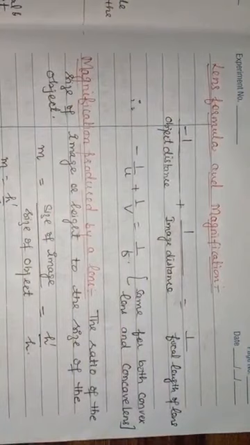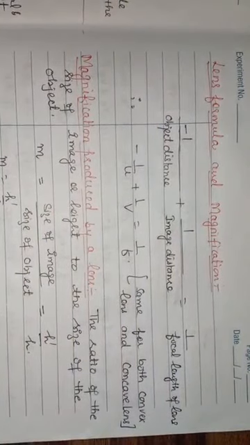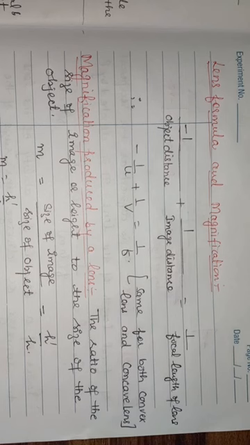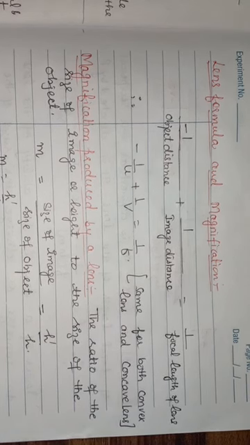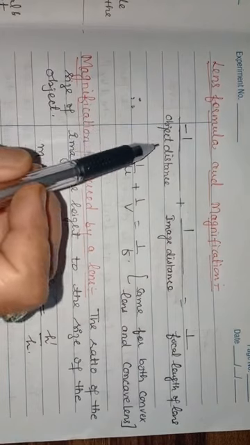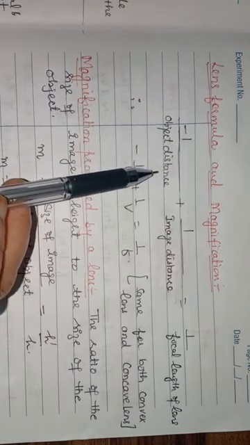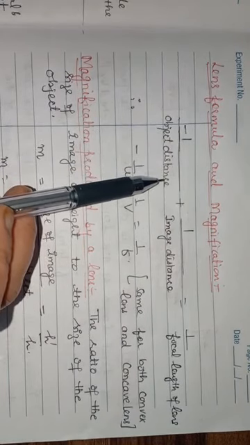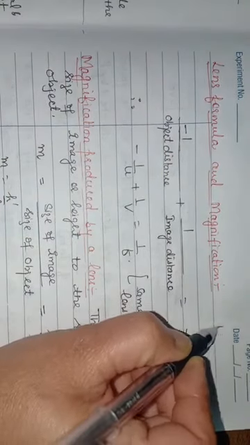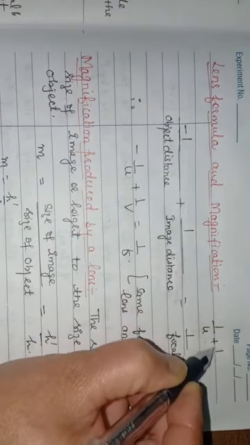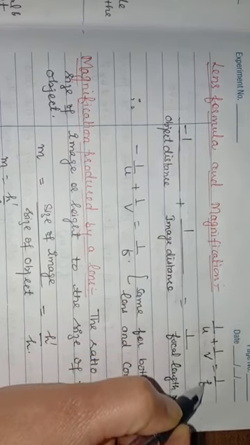Students, in our previous lecture you have studied about the image formation by convex lens and concave lens. Now we are going to study the lens formula and magnification of lens. There is a little bit of difference in the lens formula from the mirror formula. As we know, the mirror formula is 1 upon u plus 1 upon v is equal to 1 upon f.